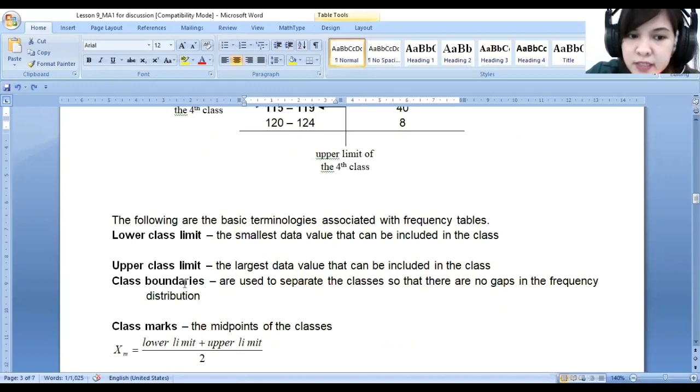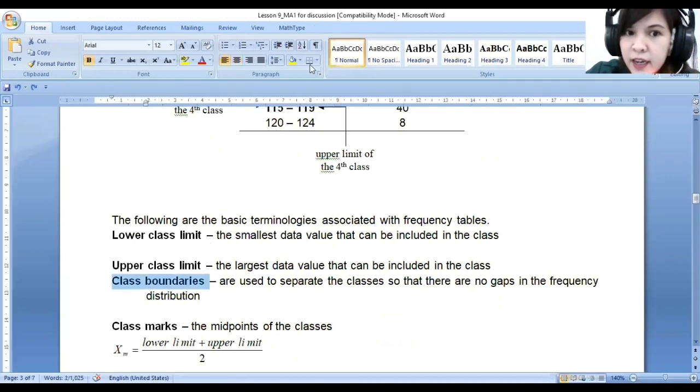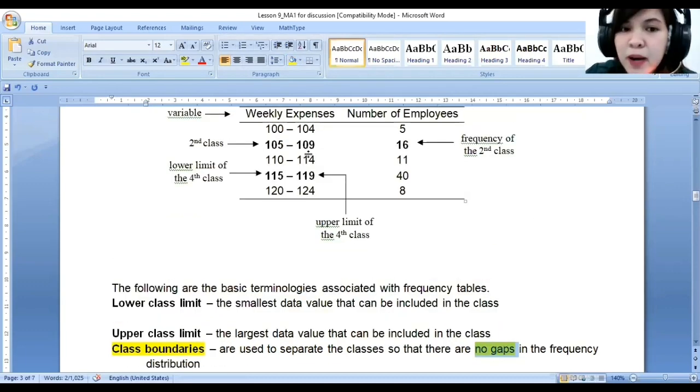Next. Afterwards, class boundaries. Ayan na nakalagay. So, what is class boundary? What are class boundaries? Class boundaries are used to separate the classes so that there are no gaps in the frequency distribution. Sabi, dapat daw no gaps. Naintindihan nyo? Nasaan po ba ang gap dito?